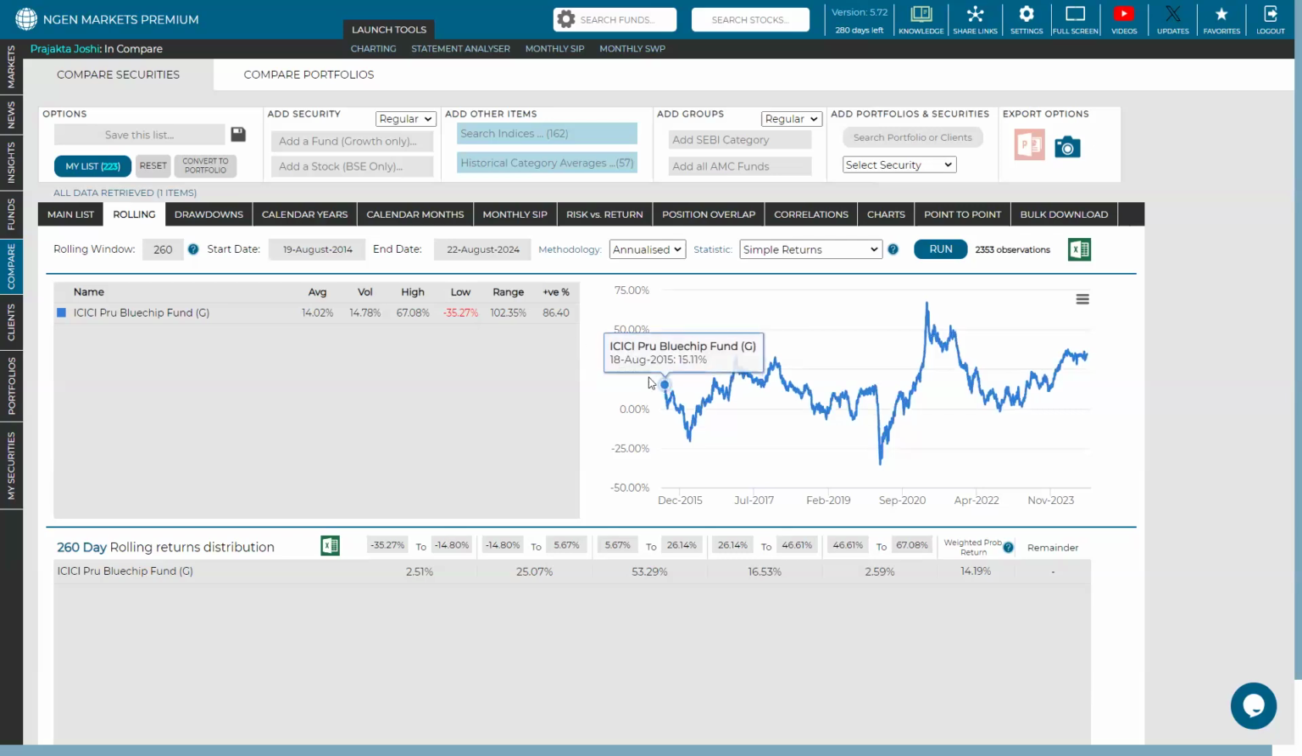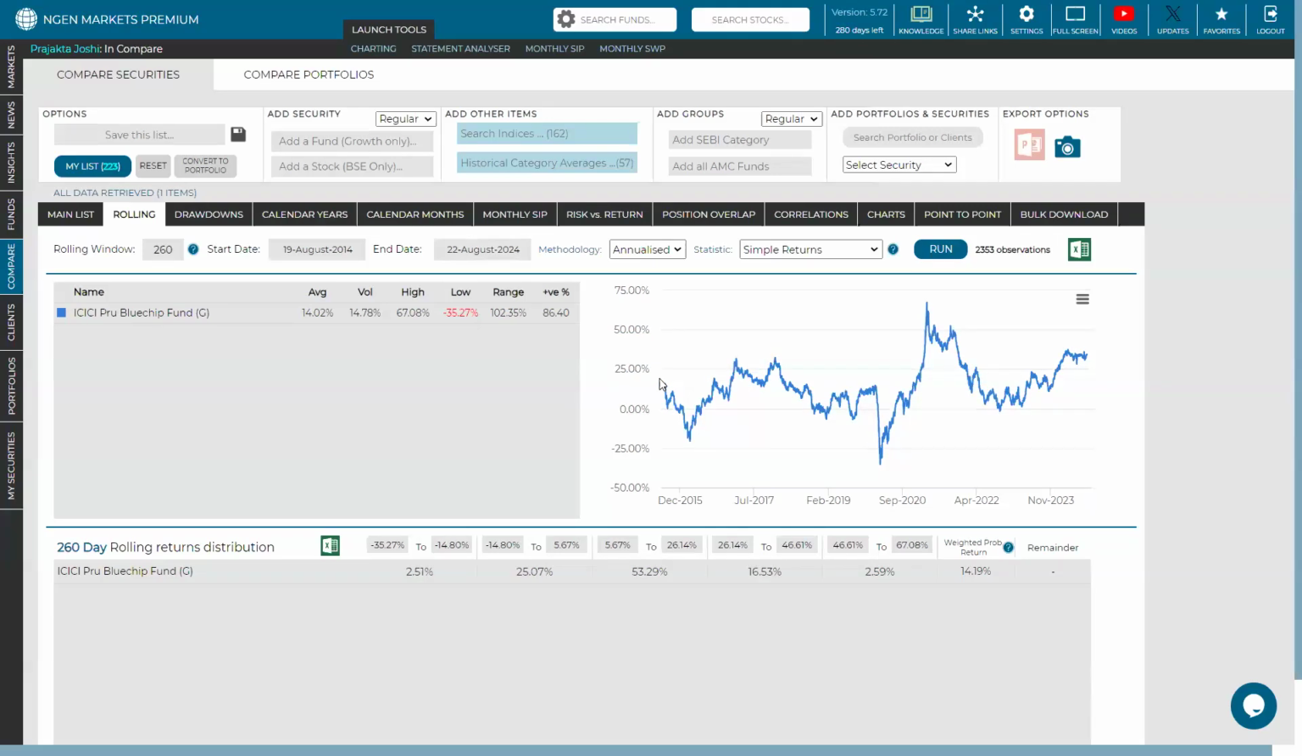If an investor would have invested exactly on 19th of August 2014 and held on to his investment for the next 260 days, that is 1 year, then the return that he would have got from this iPro blue chip fund would have been 15.11%.